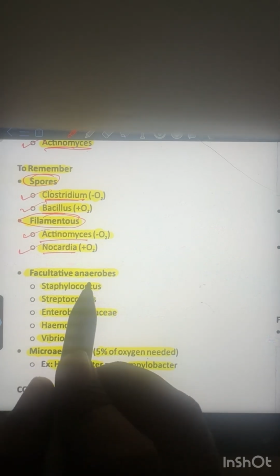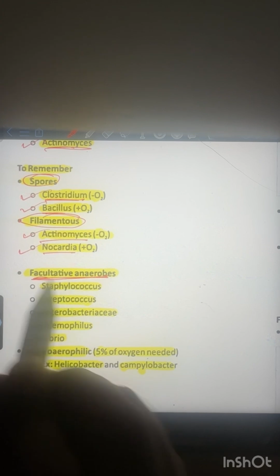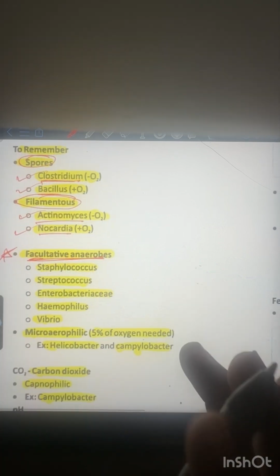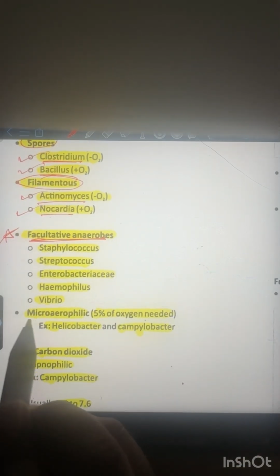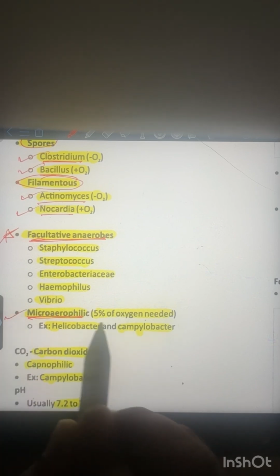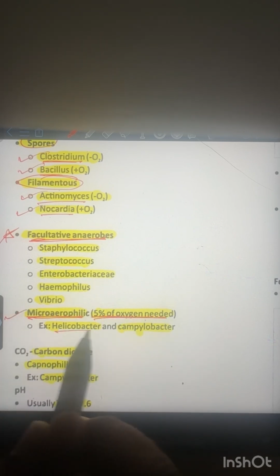Everything else fits in over here, but one tiny little exception, which are the microaerophiles. Little amount of oxygen they will survive in. What is that little amount of oxygen? 5% oxygen they require, and these are the bacters. Bacters, I'm talking about the Helicobacter and the Campylobacter. So these are the bacters that we are referring to.